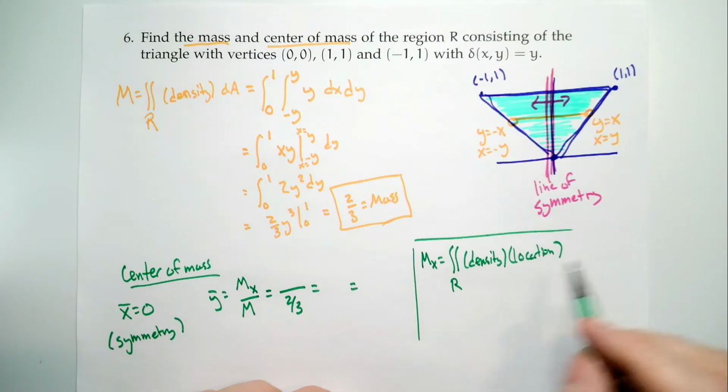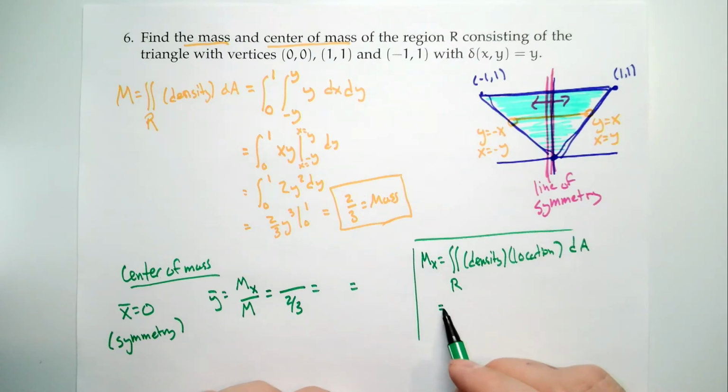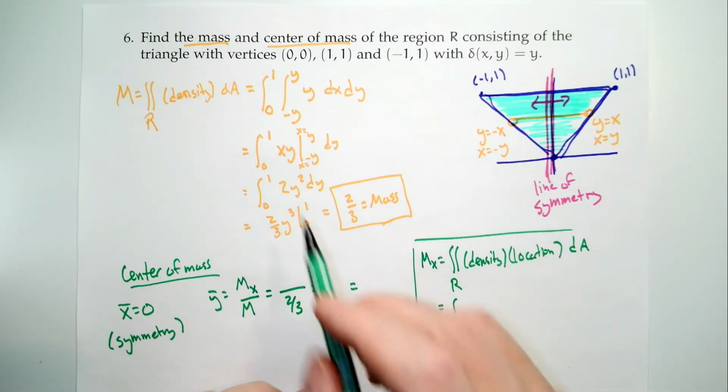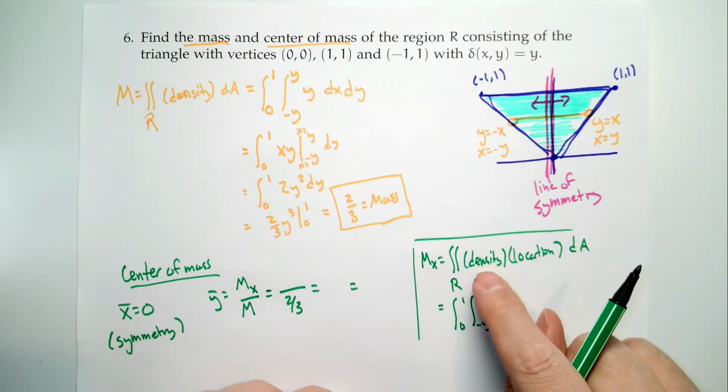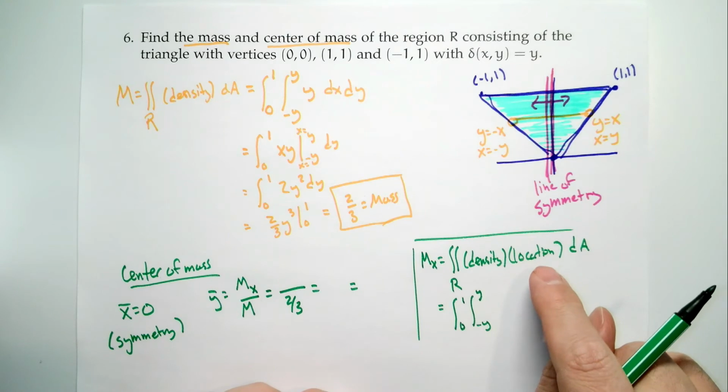And location is relative to the axis you're talking about. So for us, we're going to have the same bounds. It's the same region. The only thing that really changes is you add an extra piece. Now for us, what's our extra piece? Our density is y.